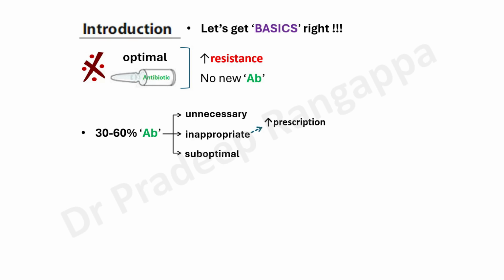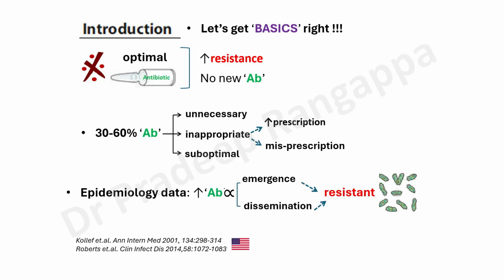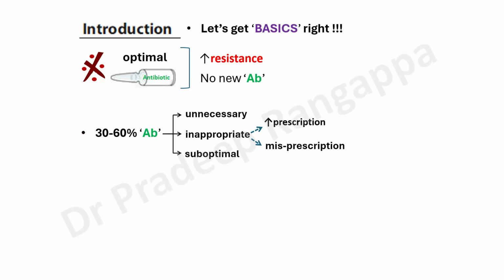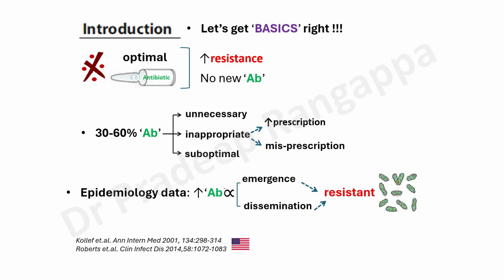This inappropriate usage of antibiotics is seen with increased prescription. There may be increased prescription of these drugs, or there can be misprescription, where there are erroneous prescriptions. All this leads to inappropriateness of the antibiotic. And good epidemiological studies have shown that the rise in usage of antibiotics, or indiscriminate increase in the usage of antibiotics, is directly proportional to the emergence and dissemination of resistant organisms.